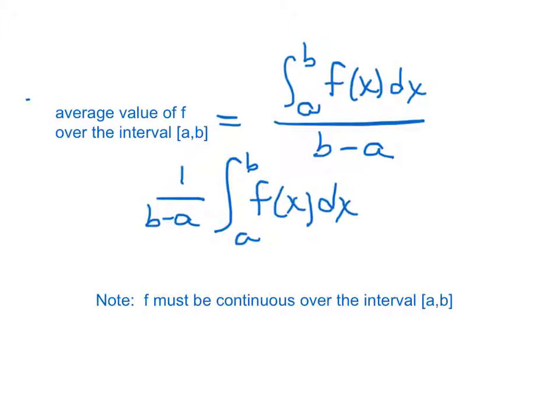And the last thing I want to comment on, it's worth noting that your function must be continuous over the interval a to b. If it has holes or asymptotes or jumps, then you won't be able to get the average value.